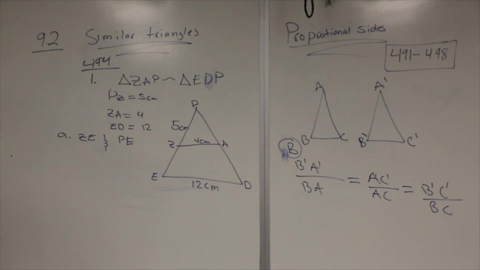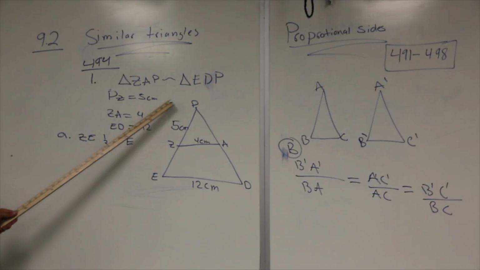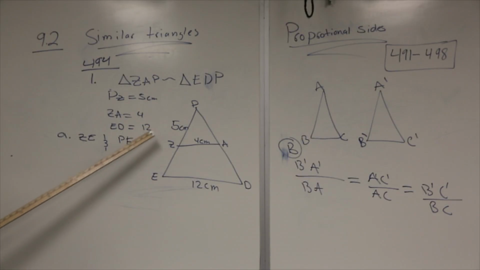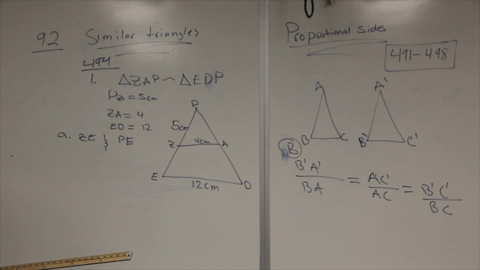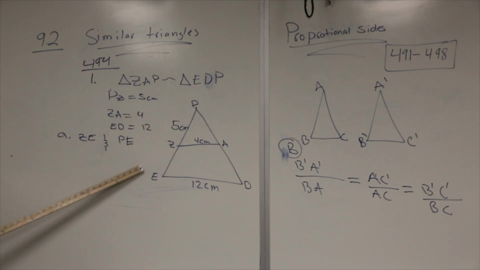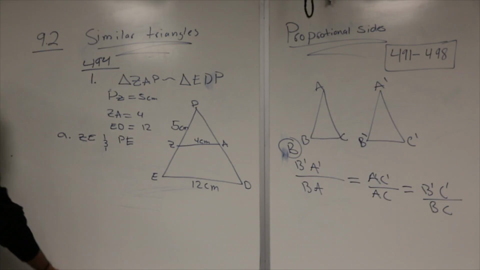once again, we know what PZ is, so we're going to find out what ZE is and find out what PE is. Because after we find out what ZE is, we are going to add the 5 to it and find out what the whole line segment is, okay? So we are going to put it in proportional sides.